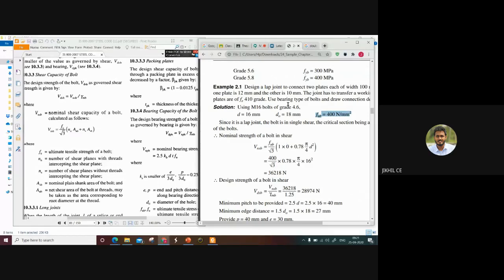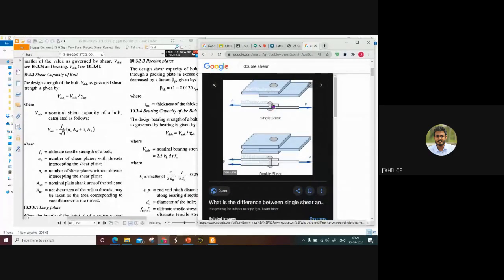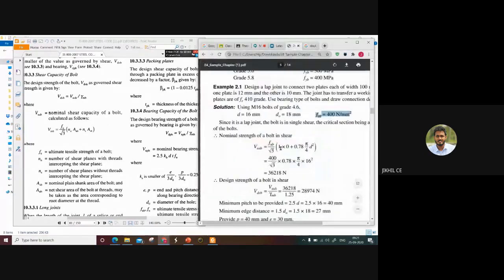Where we know here the bolt is in single shear. So when the bolt is in single shear, the bolt has a threaded portion as well as the shank portion. We know the threaded portion has a lesser area in comparison with the shank portion. For the single shear bolt, there will be only one shear interface. So the first one, NN, is the number of shear planes with threads intercepting the shear plane.